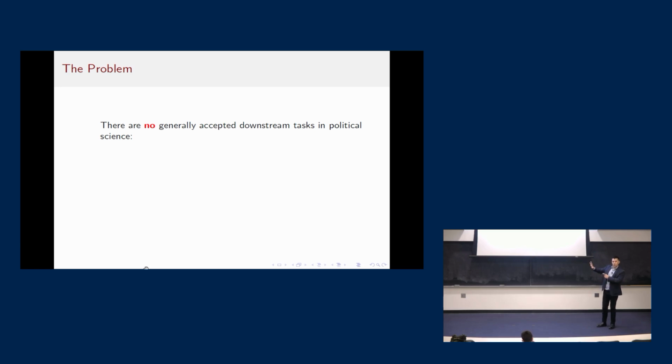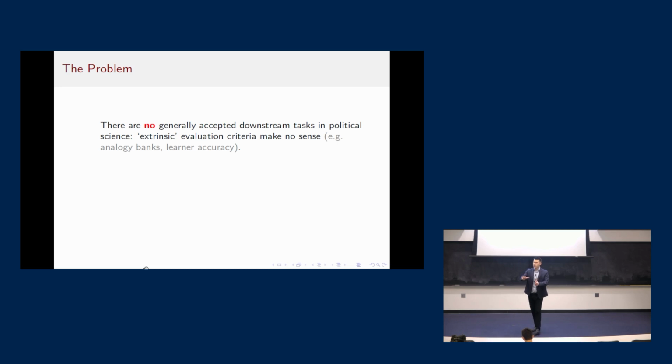So here's a controversial statement. If you're in political science, it won't be controversial, but it might be controversial from a CS perspective. We're going to make the statement that there are basically no downstream tasks in political science. Although in principle there might be supervised tasks, it is not the case that those tasks are widely accepted.